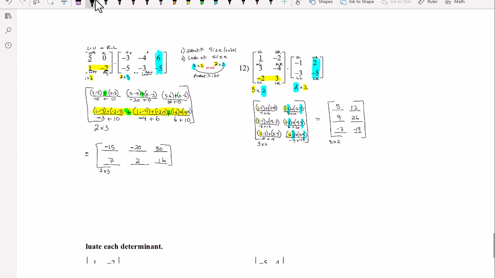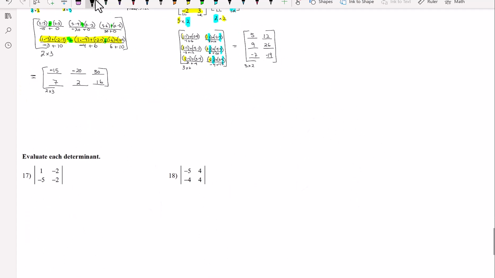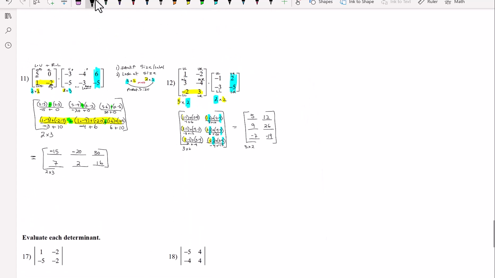All right, so that is matrix multiplication. I'm going to end this because then I'm going to do the determinant and inverses next.